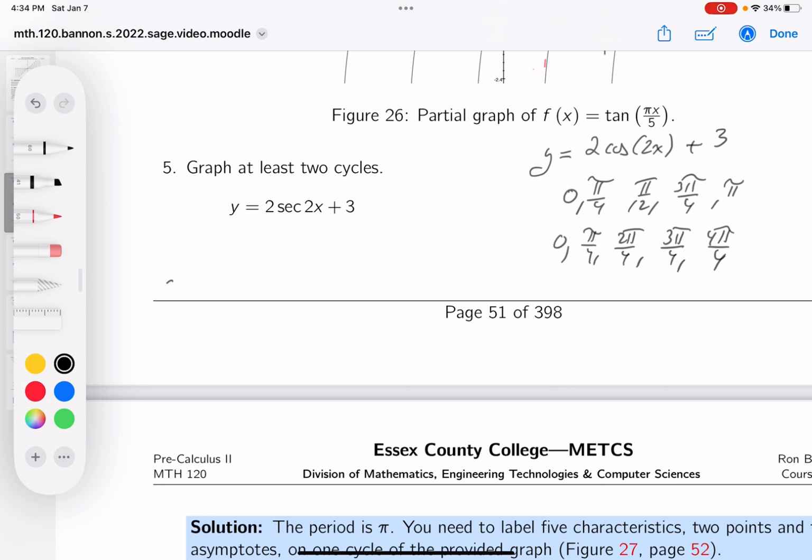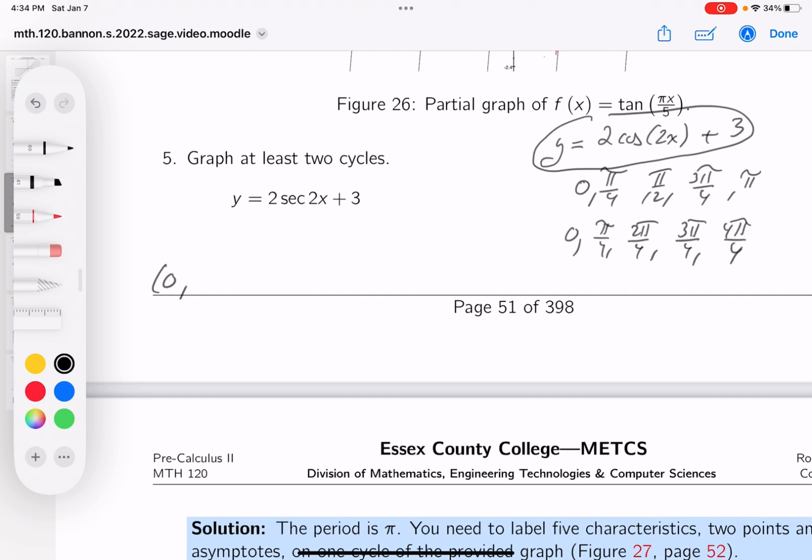So what's 0 going to give you? And again, we're doing this over here. You're going to get 0, comma. Well, at 1, you're going to get 5. I'm sorry, at 0, cosine of 0 is 1. 2 plus 3 is 5. Sorry about that. What's the next point going to be? Pi over 4. And that's going to give me the cosine of pi over 2, which is 0, so I'd get 3.